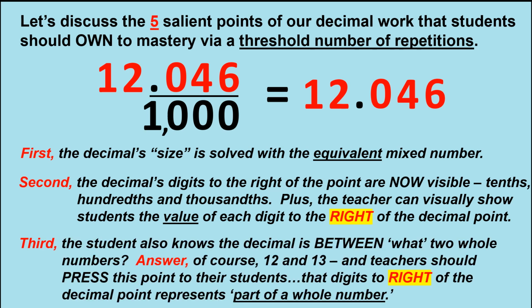Number 3, the student knows that their decimal, 12.046, is between 2 whole numbers. It's clear the decimal is between the whole numbers 12 and 13. It is highly recommended that the teachers press this point each time with their students. This exercise solves the mystery of where decimals fit into their whole number schema, since it's clear that a decimal is part of a whole number as shown in an equivalent fraction or mixed number form.